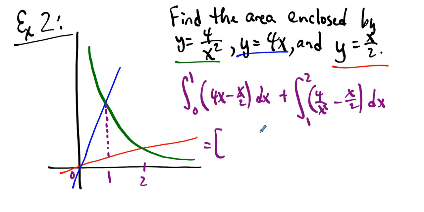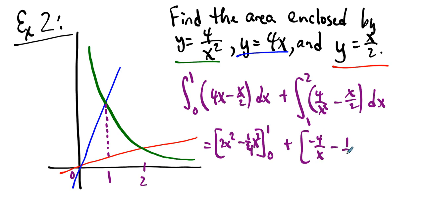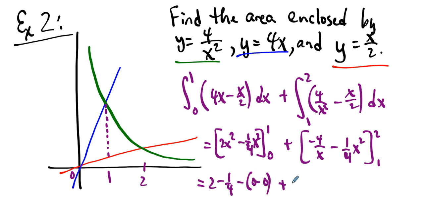Now, the fundamental theorem of calculus says we find an antiderivative. Any antiderivative will do. Substitute, and subtract. And then we find an antiderivative. Any antiderivative will do. That's a 4. Substitute, and subtract. So this part is 2 minus a quarter, and then minus 0. And then this is -2 minus 1 minus -4 minus a fourth.